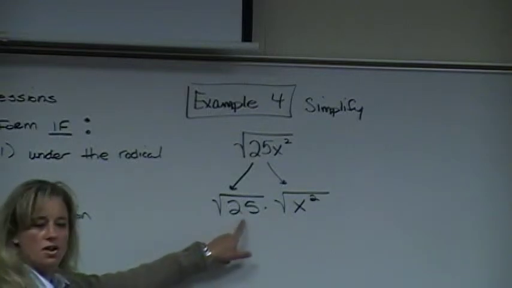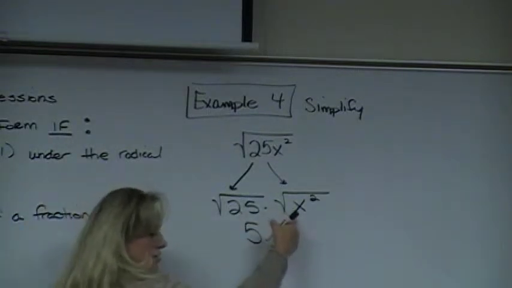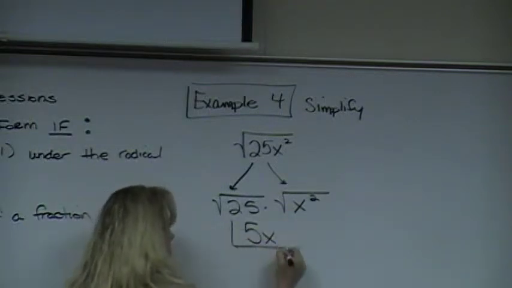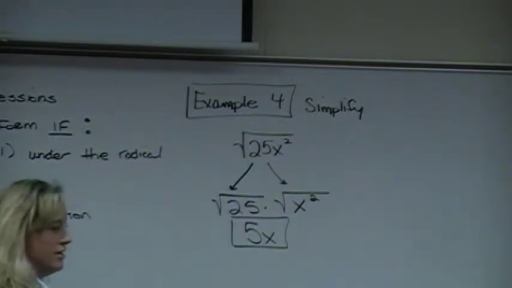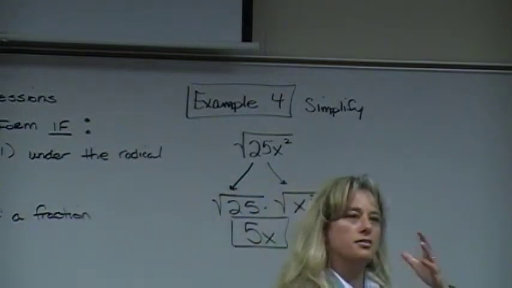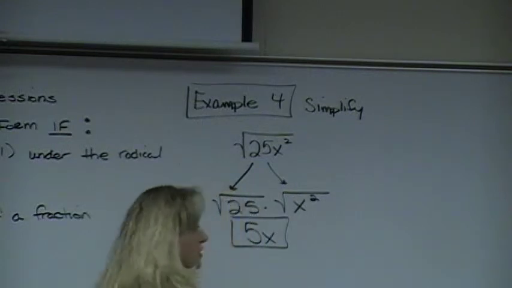So what is the square root of 25? 5. What is the square root of x squared? X. And there's my answer. Cool. That was pretty nice, huh? Okay, sometimes you're going to be given perfect squares, or the whole thing is made up of perfect squares. All right, but let's try a little harder one though.